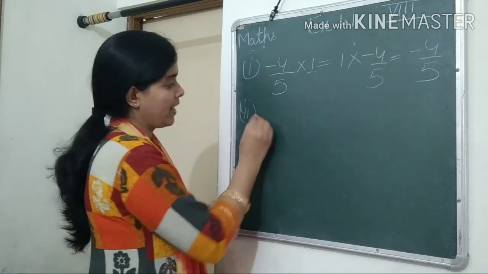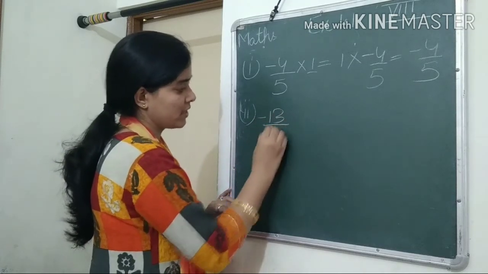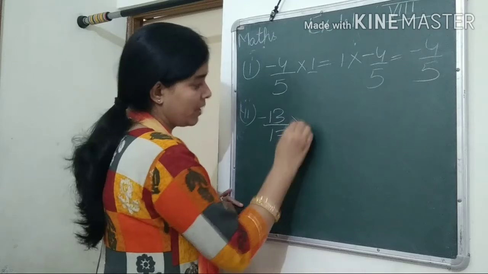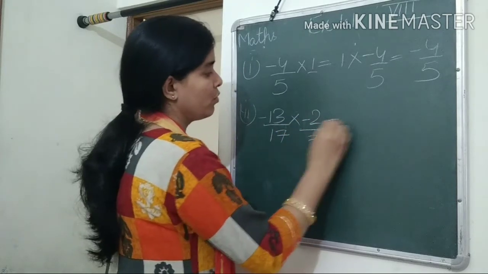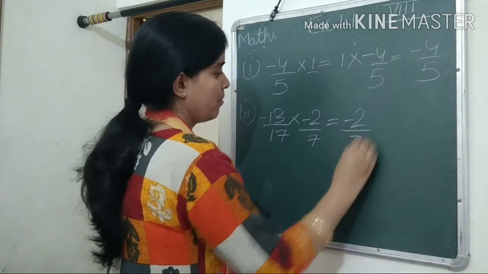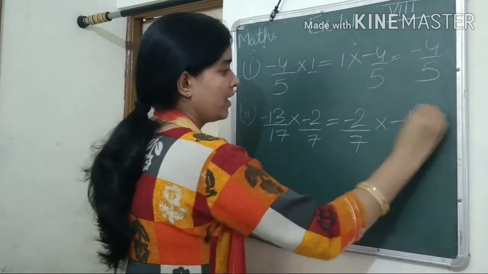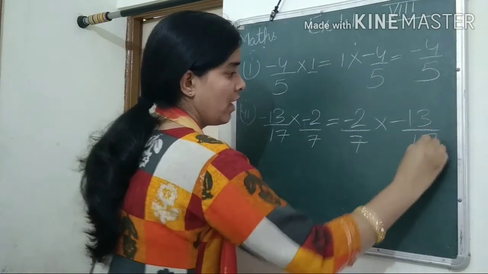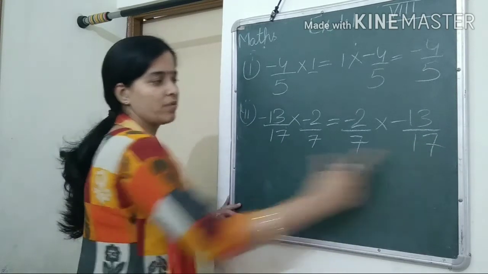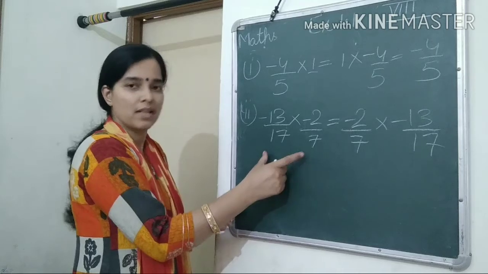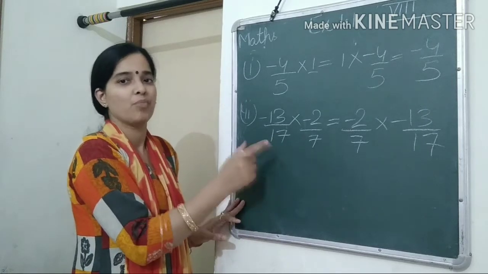It is written that -13/17 multiplied by -2/7 is equal to -2/7 multiplied by -13/17. As you can see, we have just changed the positions of the numbers, and this is nothing but the commutativity property of the numbers.